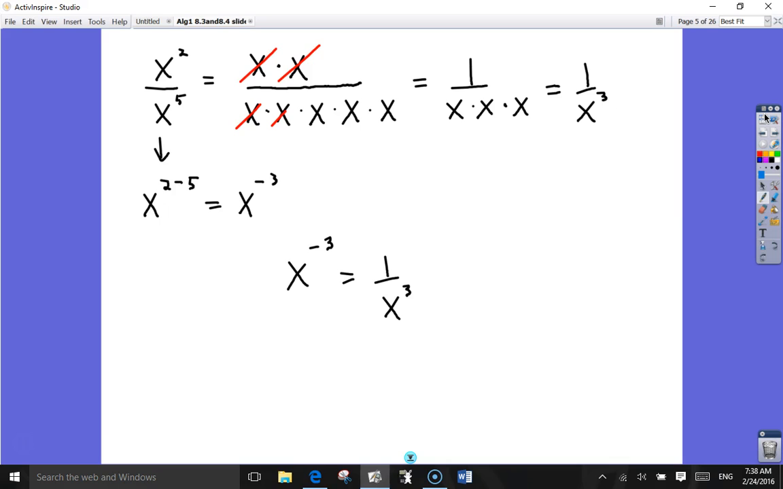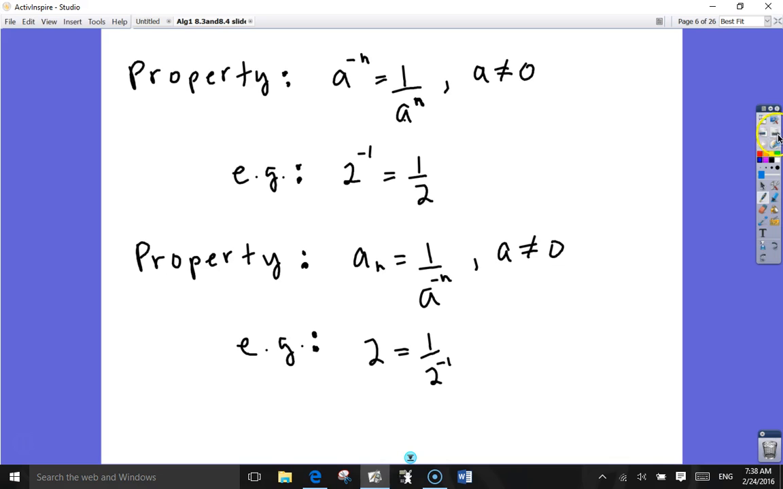Okay? So that leads to a property, which kind of has 2 parts to it. A to the negative n equals 1 over a to the positive n. If you've got a negative exponent, the way you get rid of it, and you're almost always asked to not use negative exponents, is you flip it to the other side of the fraction, right? This is what you copied when you did the examples. 2 to the negative 1 is 1 over 2 to the 1.